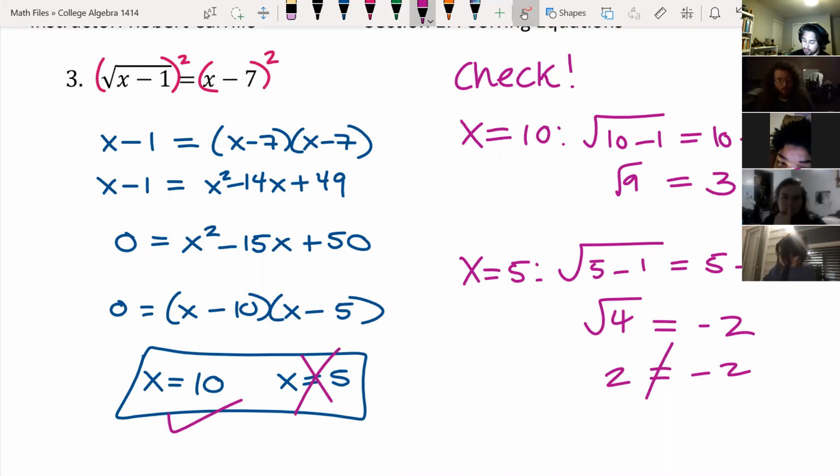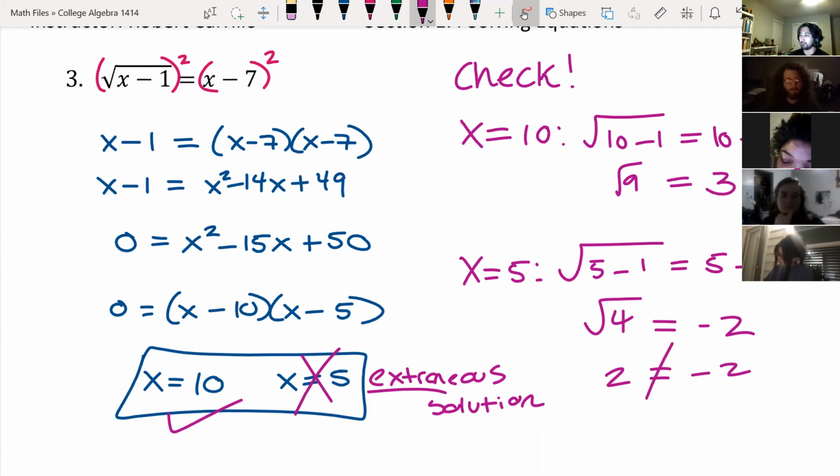And we call this our extraneous solution, mainly because this solution was being real extra. Okay, we don't need that. All right, so if you get more than one answer, you always want to check your work, to see if it works. There you go.